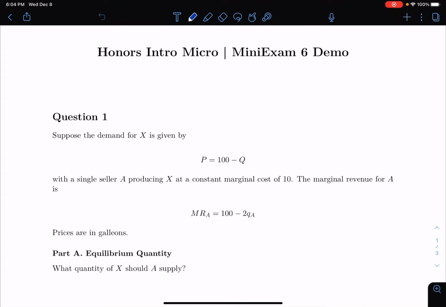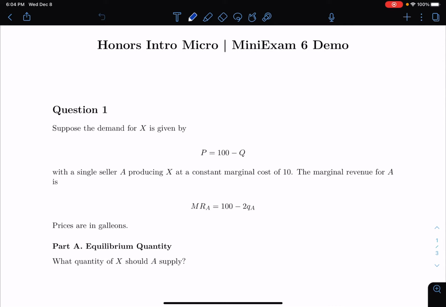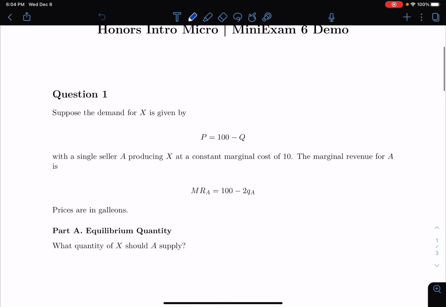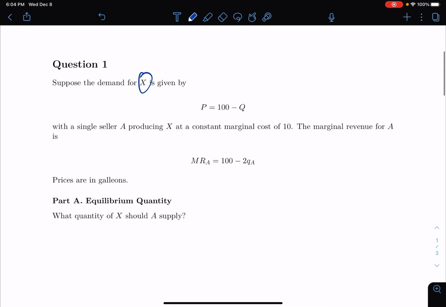All right, MiniExam 6 demo. This one comes at you replete with creative names and titles. So we're given the demand curve for some firm X. Sorry, for a good X. And we have a single seller A. I'm already getting units confused.